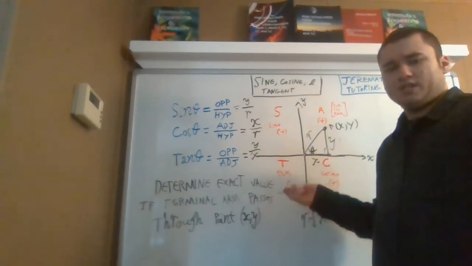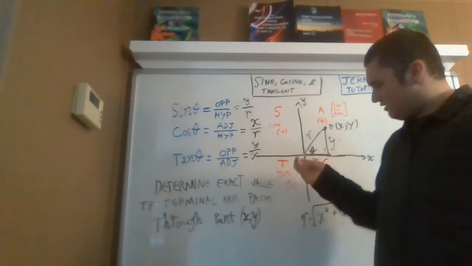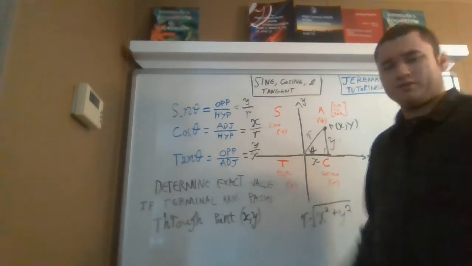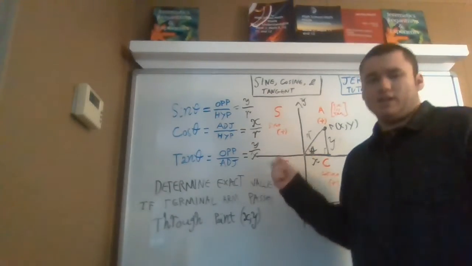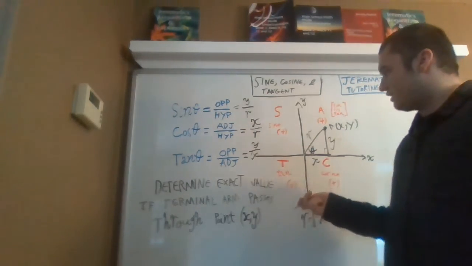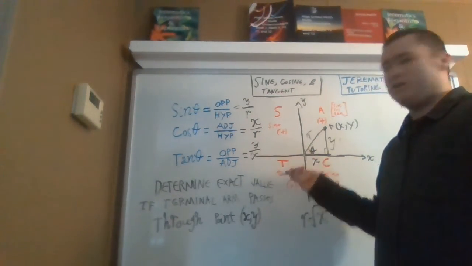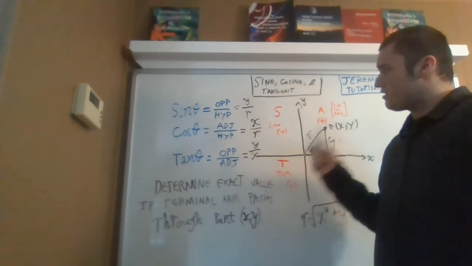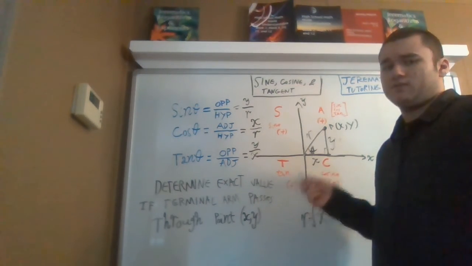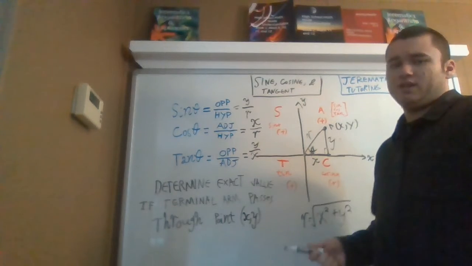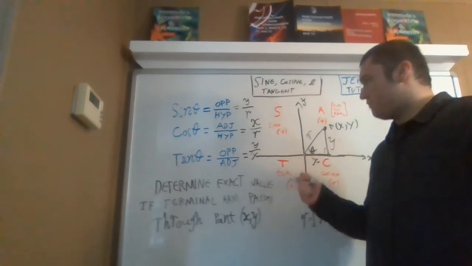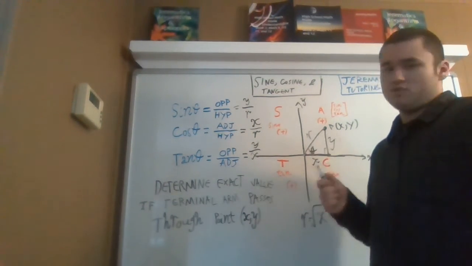Quadrant 3, only tangent is positive. Why is that? Well, let's take a quick look at this and let's think about it. Quadrant 3: x's are negative, y's are negative, and our hypotenuse is positive. Sine is y over r. If our y is negative and our r is positive, you divide a negative by a positive, you're going to get a negative. So that means sine is negative in this quadrant.